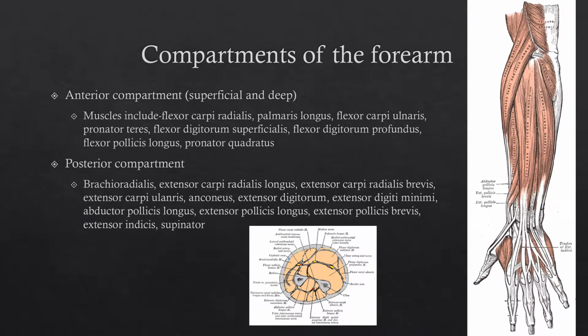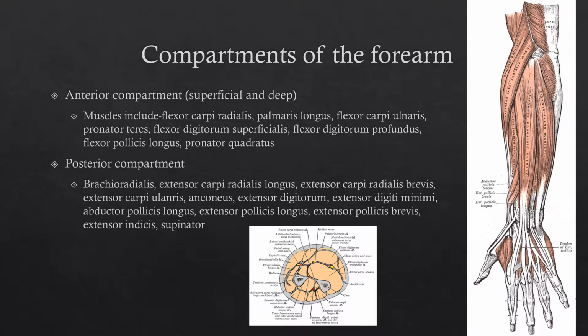Compartments of the forearm. There's two compartments, the anterior compartment. The muscles included are the flexor carpi radialis, palmaris longus, flexor carpi ulnaris, pronator teres, flexor digitorum superficialis, flexor digitorum profundus, flexor pollicis longus, and the pronator quadratus.